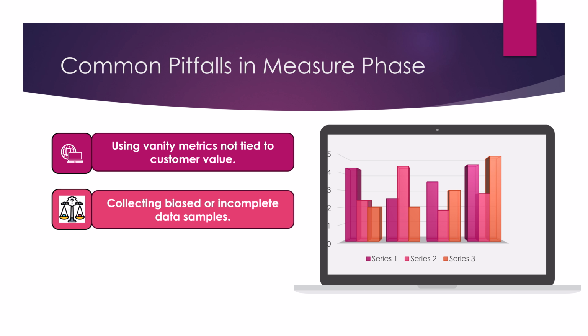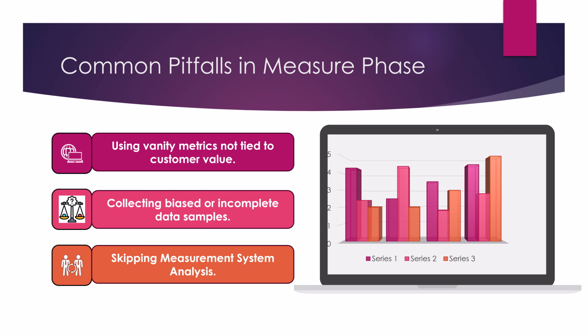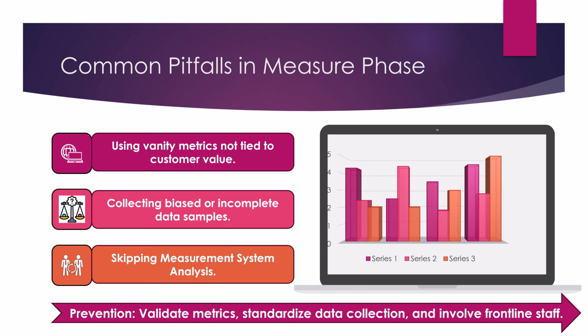And third, never skip the measurement system analysis. If your data isn't accurate or consistent, your results won't be reliable. Avoid these pitfalls by validating your measures, clearly documenting your sampling rules, and involving frontline staff in the process. They often notice gaps or practical issues early, and that's what ensures your data truly represents reality.